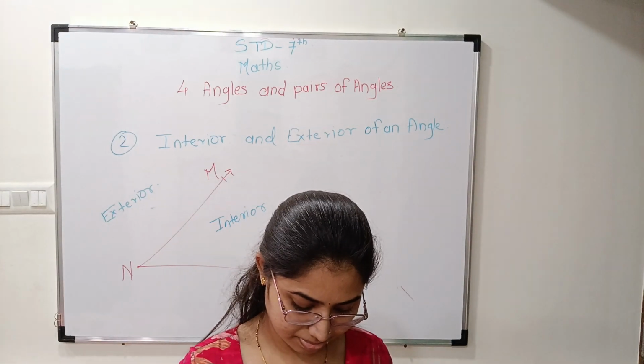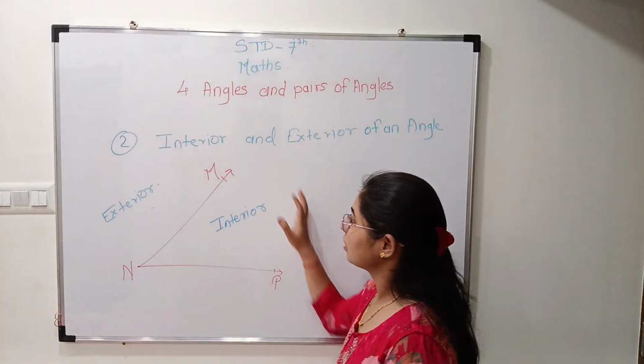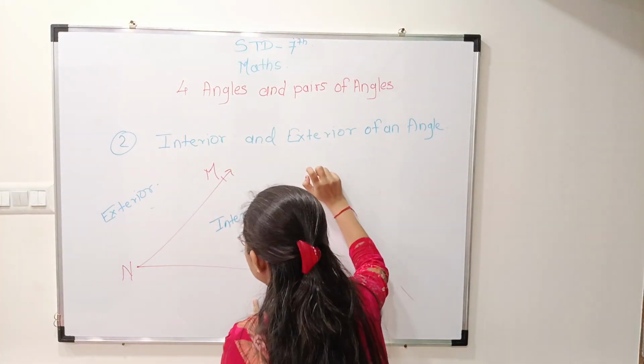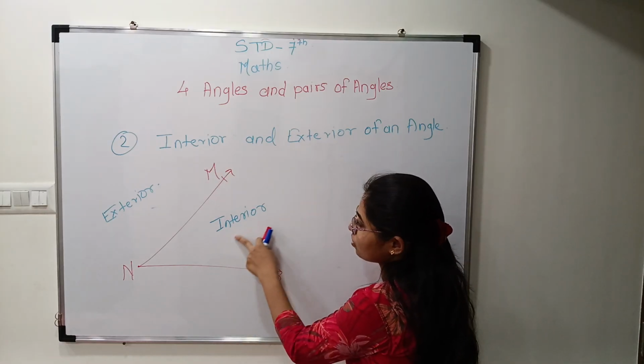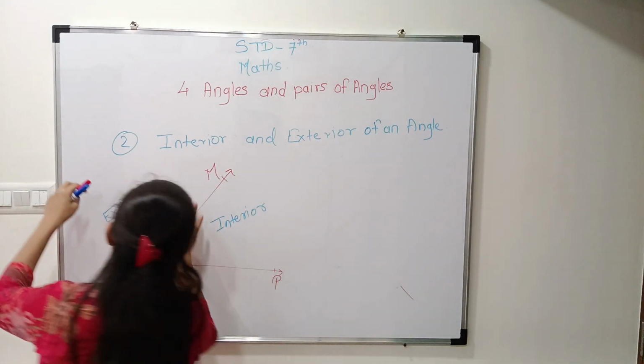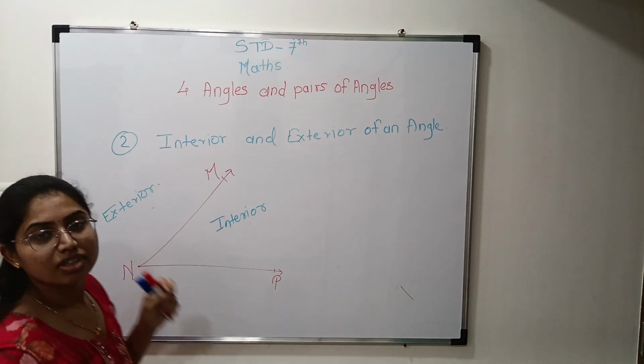Understood? See, again I am explaining now. This angle MNP has this space inside the angle, and this inside space is called interior, and this outside space is called exterior. Understood everyone?